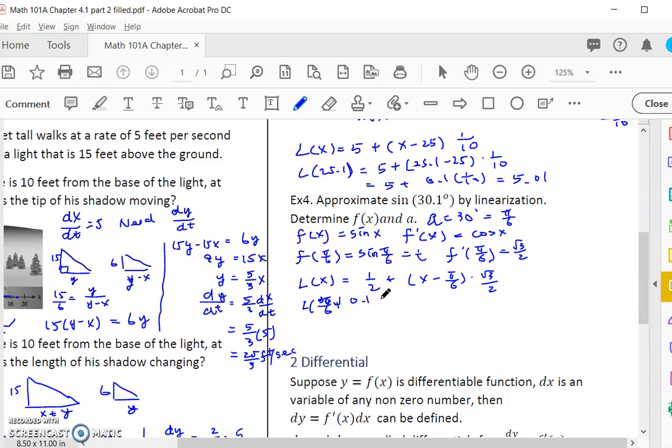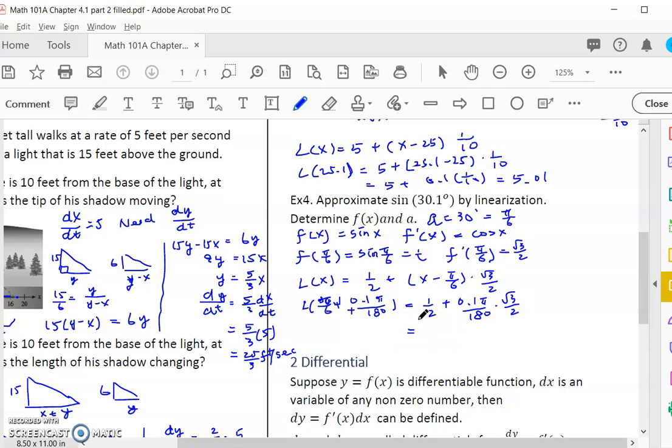0.1 is what? This is in degrees, so times pi over 180, right? That's how we convert it into radians. So that would mean 1/2 plus, what is pi over 6 minus pi over 6? That is just 0.1 times pi over 180. And then we multiply with root 3 over 2.